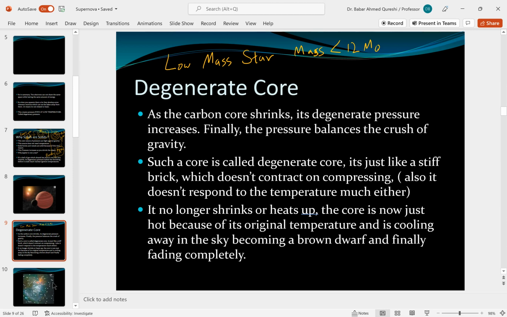And that limit is 12. If you have a 12 solar mass star, then the carbon core will reach the degeneracy pressure first, before the carbon can start burning. So what will happen in these stars is that the core will never reach 500 million Kelvin. The degeneracy pressure itself will increase so much because of the crushing that at some point it will balance the crush of gravity. So what happens is this.